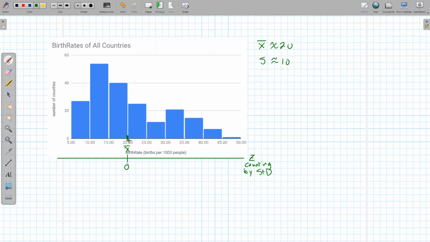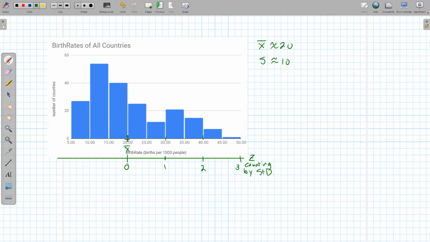So 10, so 5, 10. This right here would be 1 standard deviation to the right. So I would label that as a z-score of 1, and then 5, 10, 40 would be about 2 standard deviations to the right. So that would be about 2, and then 50 way over here would be about 3 standard deviations to the right. Whenever we count by standard deviations, that's called a z-score.